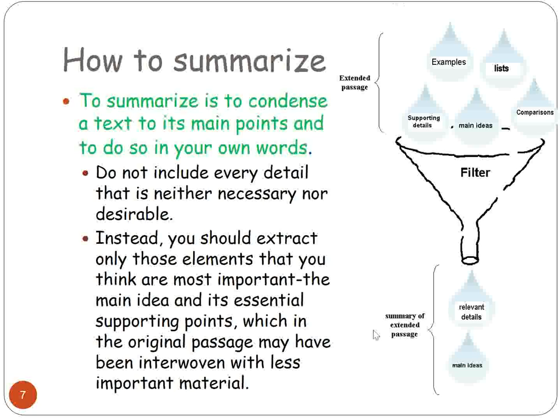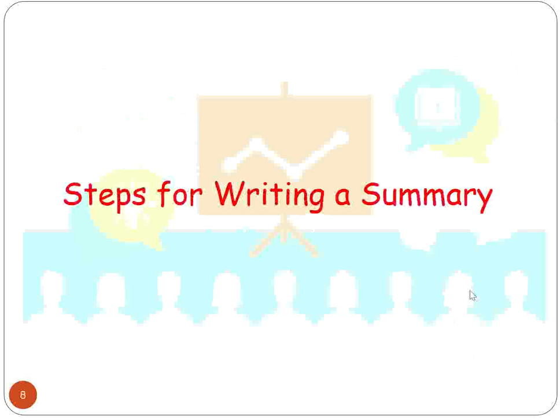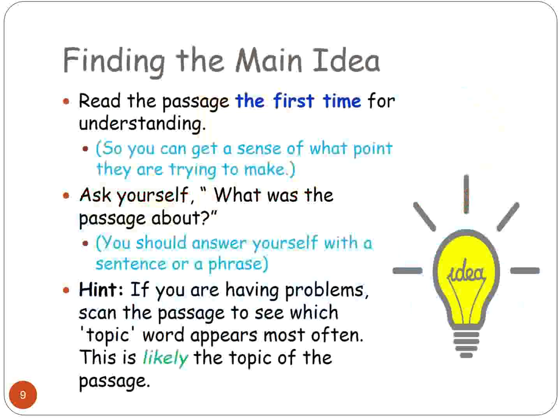Just write it this way. Look at the diagram, it is like this. Summary of an extended passage. Okay, you have to write it in this way. So there are certain steps in writing a summary. So we are going to look at those steps. When we are going to find out the main idea, what do we have to do? Once you are provided with the text, you have to read the passage for the first time for understanding.